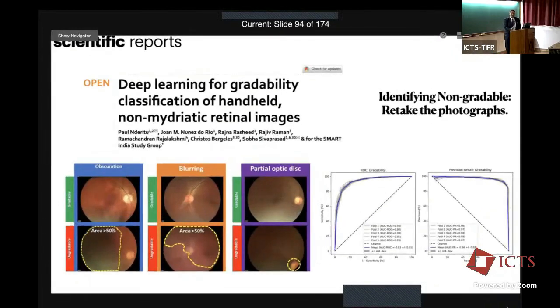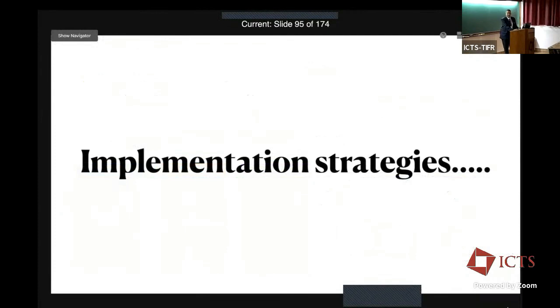Can we do something to improve the AI algorithms for diabetic retinopathy screening? This is a couple of works which we have done, trying to find out, because as I showed you, with some of these cameras, the non-gradability is as high as 30%. So we have created algorithms which can say this image is non-gradable. It can give a prompt to the photographer to retake the images so that we get fewer of these non-gradable images.